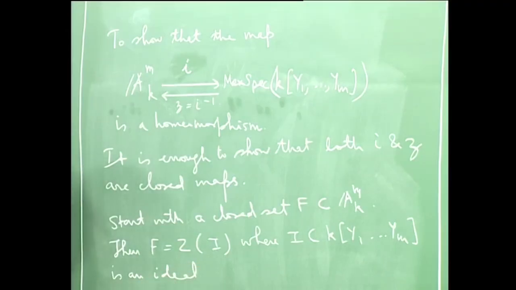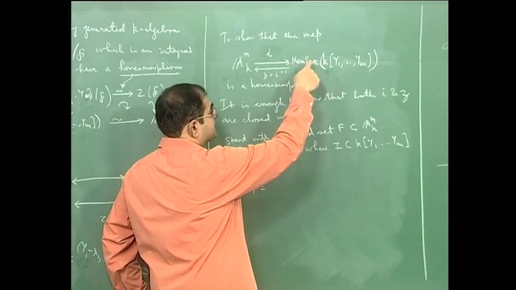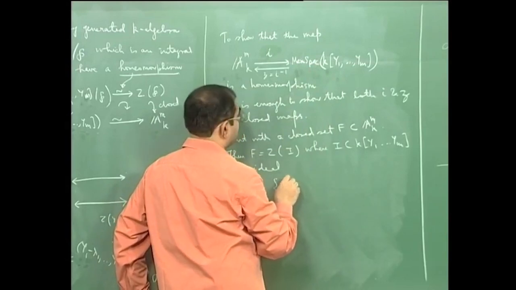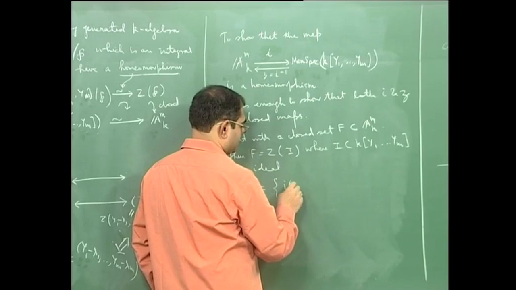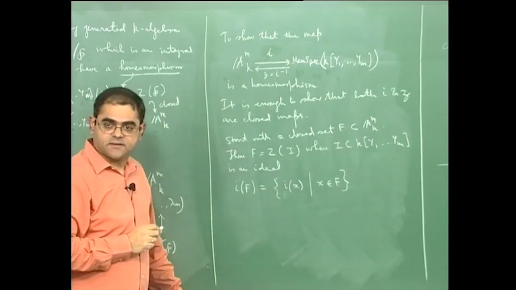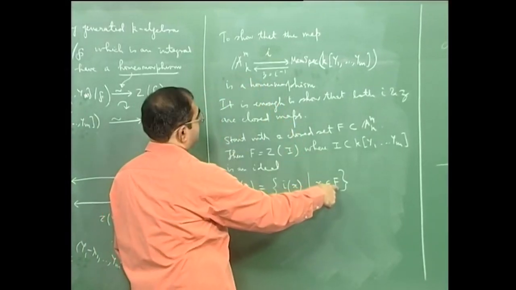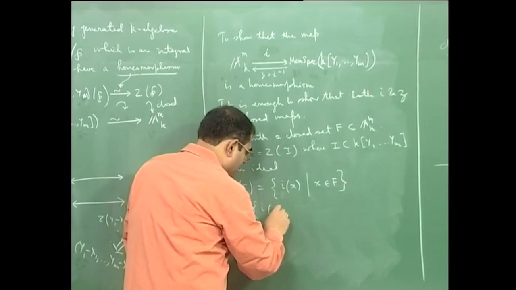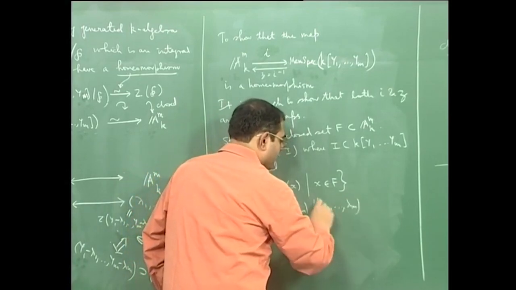Now, what is I of F? I of F is, look at this. It is a set of all maximal ideals, so let me write that. I of F is just I of x, where x belongs to F by definition. This is the image of a set under a map, and so this will be equal to I of, how does a point, so this x in F will have coordinates, so it will be I of lambda 1 through lambda m, where lambda 1 through lambda m is a point of F.